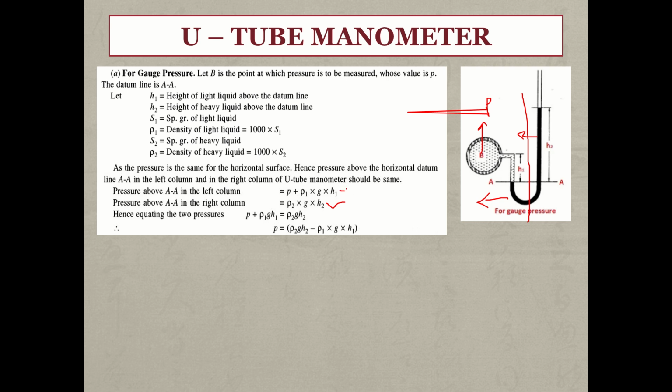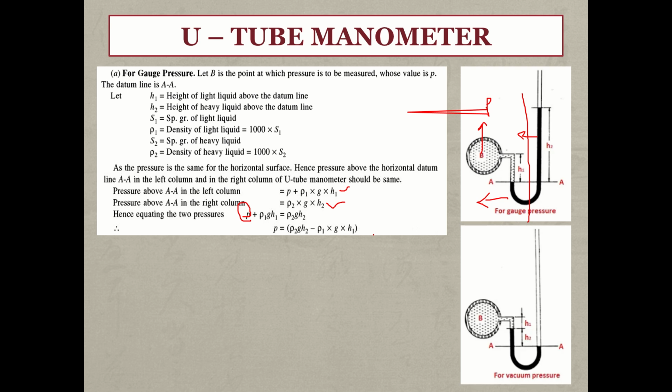So this is the left side pressure and this is the right side pressure, and for equilibrium we will equate the two pressures. Equating both, P plus rho 1 G H1 is equal to rho 2 G H2. From here I need to calculate the value of P, so if I send this to the other side, P becomes rho 2 G H2 minus rho 1 G H1. So this is how you need to calculate the gauge pressure using a U-tube manometer.